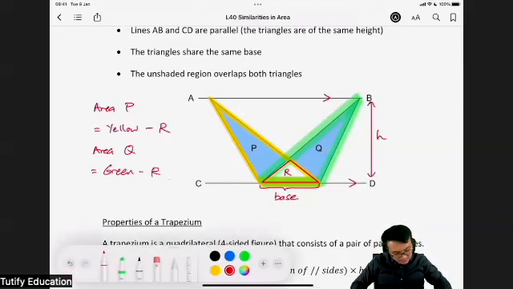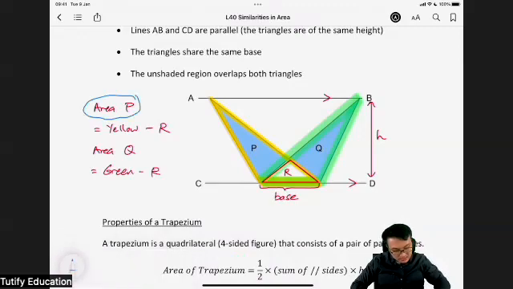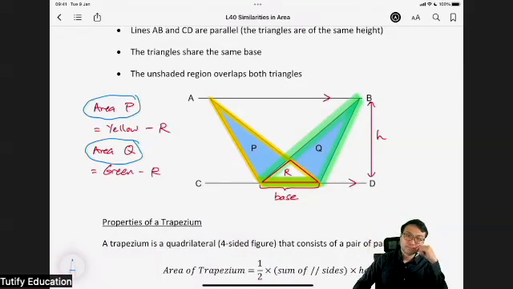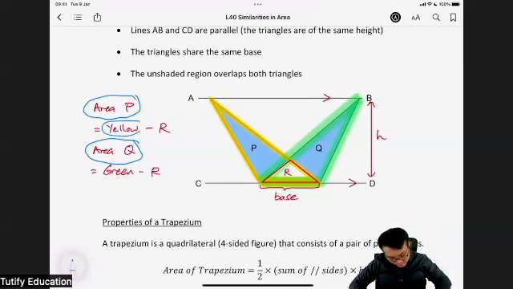So do you think that the area of P and the area of Q are going to be the same? Yes. Why? Because yellow and green are the same. Very good. Because the yellow and the green are the same, you are taking the same area minus R. And R is always the same. You see, R is the same.